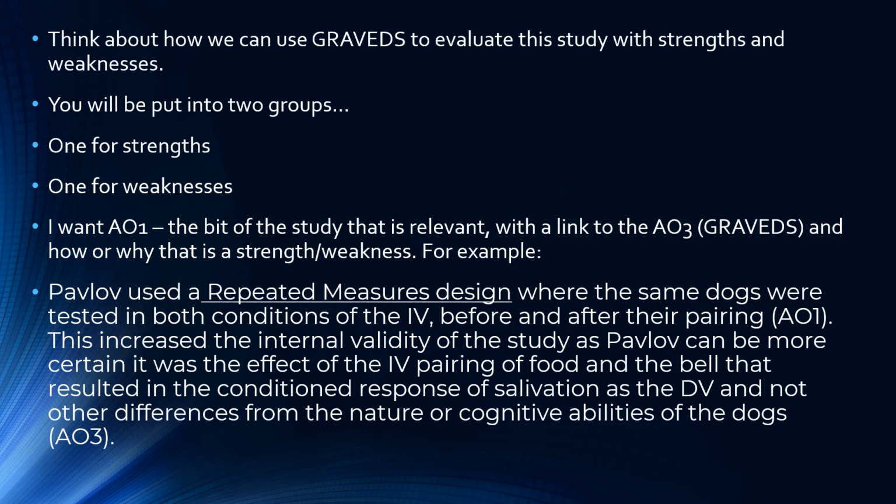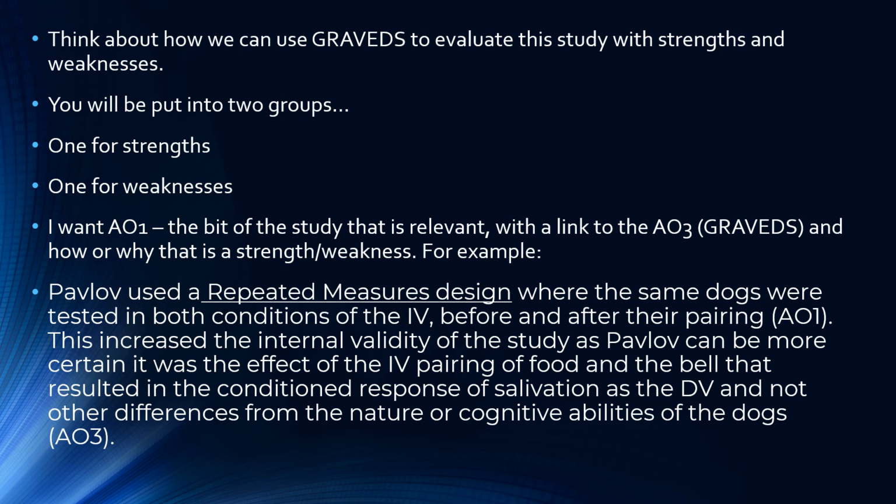Okay, so the last little bit of this lesson, going into homework if you need to finish it, you should have plenty of time to work through these, is to think about the application of your Graves evaluation points to Pavlov's study. So I want you to come up with strengths and weaknesses. Same as everything else, your A1 is the strength of the study or the weakness of the study that you find relevant. Remember, generic answers score 0 marks.